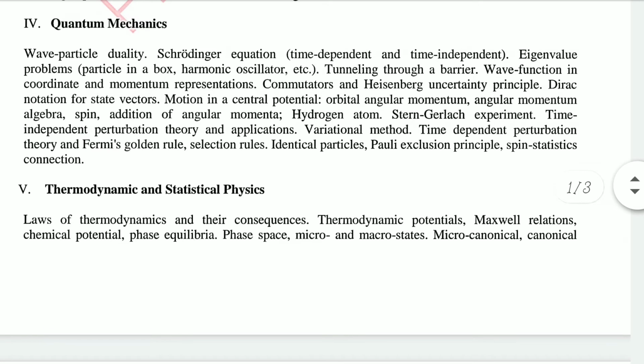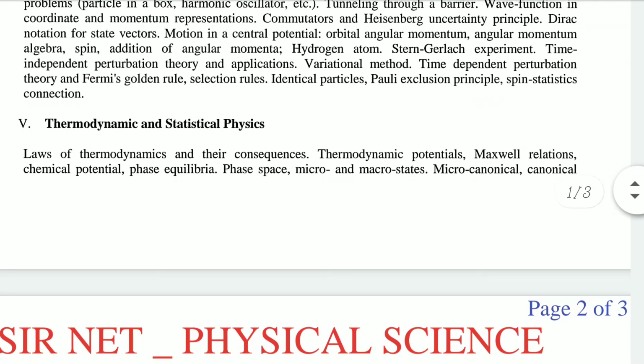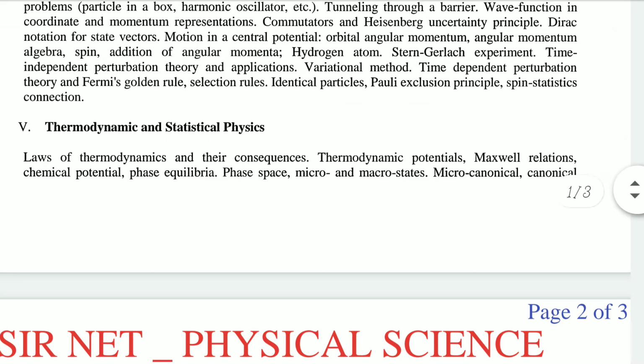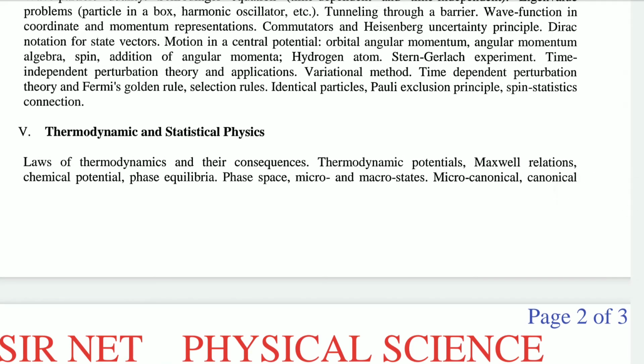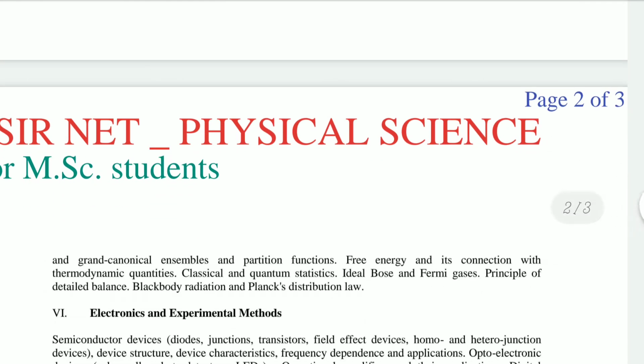Okay, next, in the fifth unit you have thermodynamics and statistical physics. Here you have to notice the laws of thermodynamics and their consequences, thermodynamic potentials, Maxwell's relations, chemical potential, phase equilibria, phase space, micro and macro states, microcanonical, canonical and grand canonical ensembles and partition functions, free energy and its connection with thermodynamic quantities, classical and quantum statistics, ideal Bose and Fermi gases, principle of detailed balance, black body radiation and Planck's distribution law.